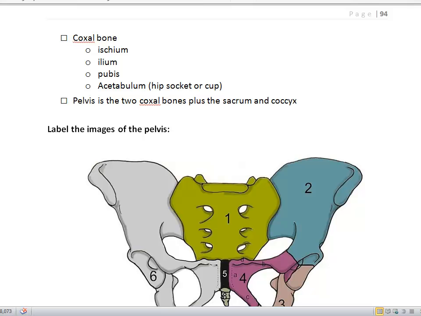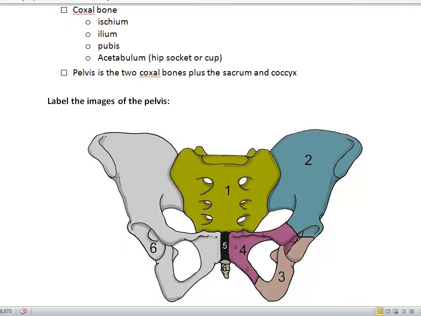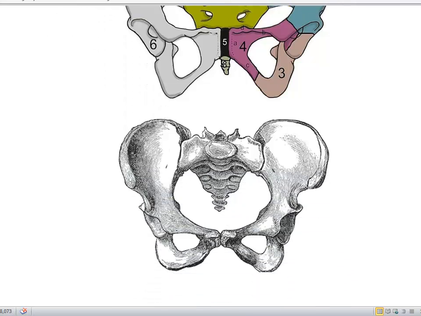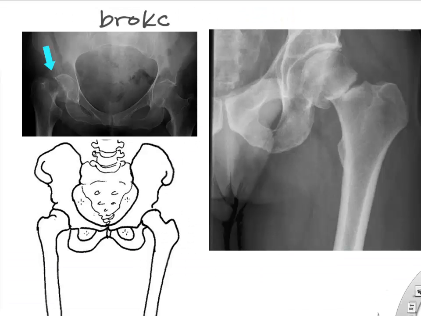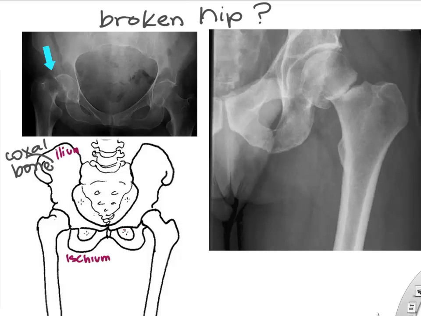All right, we've got the coxal bones down, I think. And so remember the parts of the coxal bones. If you've heard of a broken hip before, you might be wondering, is that actually the coxal bone that's broken? Is it the ilium? Is it the ischium? Is it the pubis? Well, usually when people break their hip, it's actually the femur that's broken there.